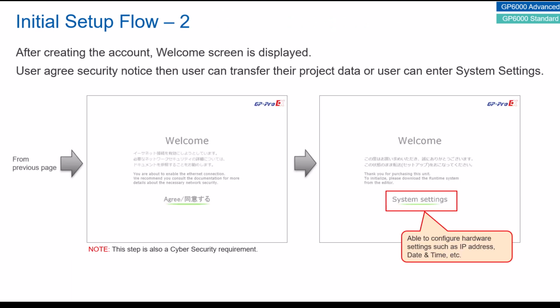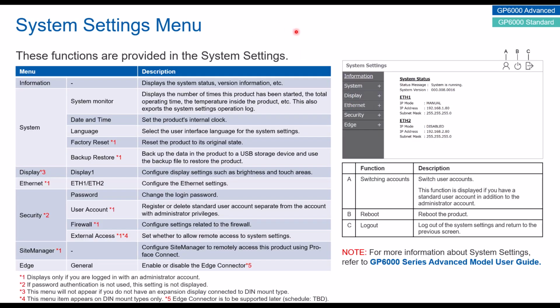Okay, so here's the second part of the initial setup flow. After you create the account, you agree if you're going to make an Ethernet connection, and now you get into a welcome screen where you can go to the system settings, for example, where you can configure the IP address, the date and time, etc. This is what the new system menu basically looks like.